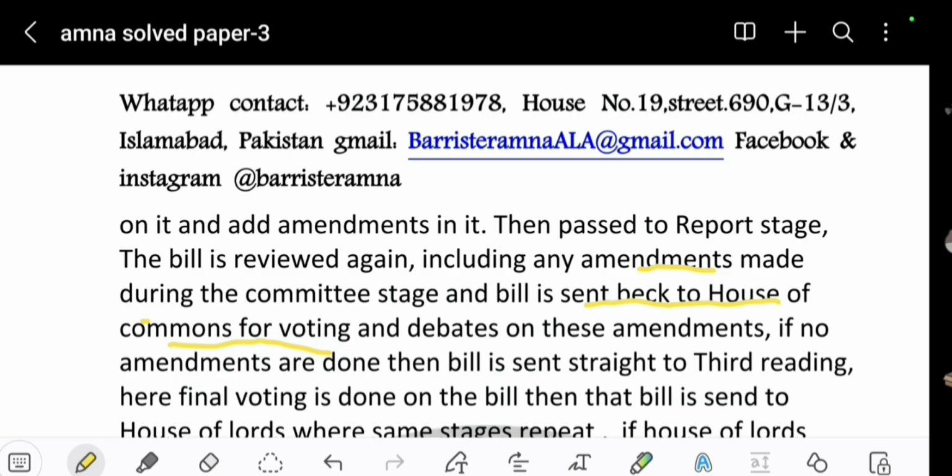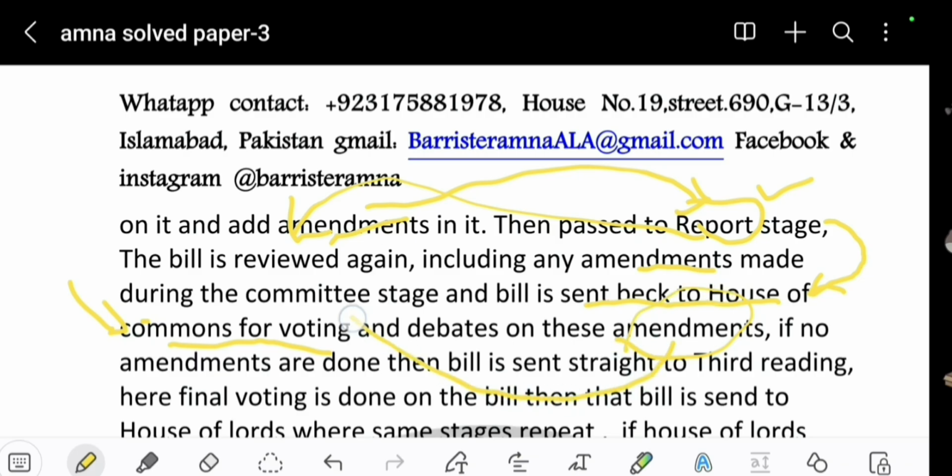Suppose the committee stage has applied a few amendments, then those amendments, including the bill, go to the reporting stage. The reporting stage also checks the bill and the amendments. Then the reporting stage will send that bill again to the House of Commons to vote on the bill again, because there were amendments in it. How do amendments occur? Because of the committee stage. The committee stage checked the bill and thought they should add more changes to it. And when the committee stage added those changes, that's the reason the bill goes back to the House of Commons, where everything starts again from the first reading.